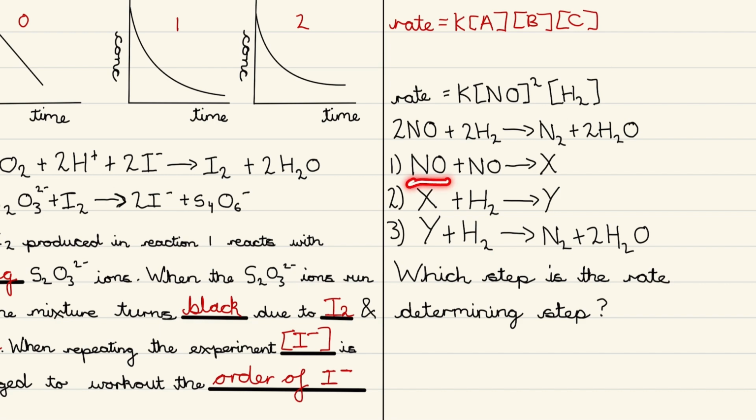Now this step here has 2 moles of NO. However, it doesn't have any H2. This step here has 1 mole of H2. We can't see any NO specifically. However, this X is made from 2 moles of NO. Therefore, we can say that step 2 includes 2 moles of NO and 1 mole of H2. Since it lines up with the rate equation, we can say that step 2 is the rate determining step.